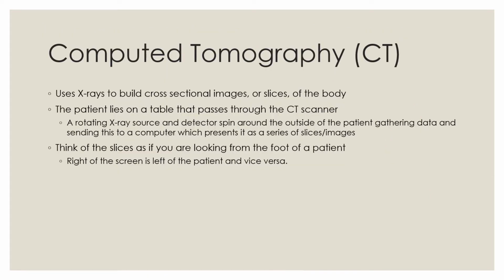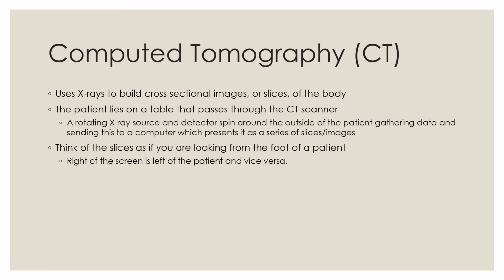And so we have just talked about 2D imaging and x-rays in the setting of fluoroscopy and plain radiographs. So now we're going to move on to computed tomography. So what computed tomography or CT is, essentially CT scans also use x-rays to create a picture. So a patient lies down on a bed or table that passes through a CT scanner, and a rotating x-ray source and a detector spin around the outside of the patient, gathering data and sending this to a computer, which presents it as a series of slices or images.